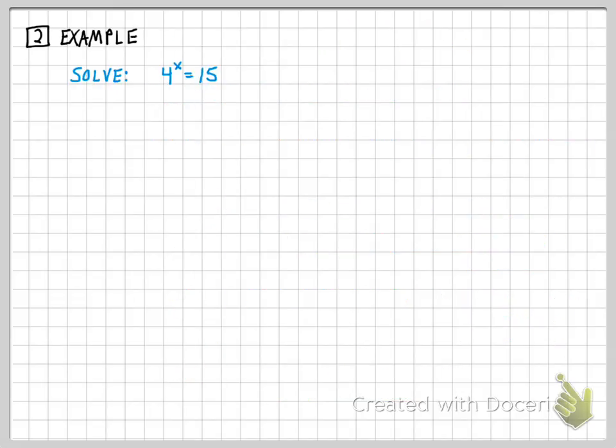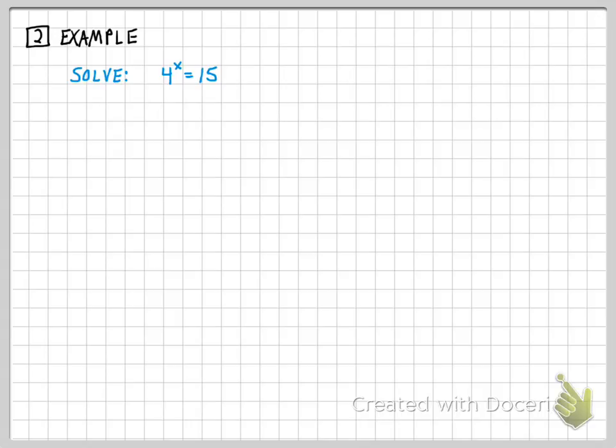Alright, let's go ahead and look at an example. I'm going to solve 4 to the x equals 15. One thing you may notice right off the bat is there's no way to write a common base here, right? 15 isn't a power of 4, it's not a power of 2, and so we're kind of stuck if we tried to solve this one with a common base. However, we can use the steps on the previous slide to solve this problem. So I want to isolate my exponent first. That's actually already done for us.